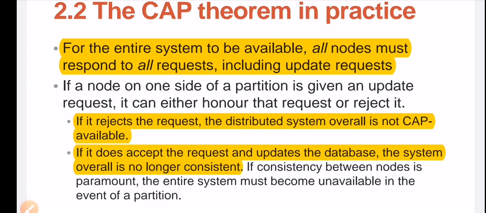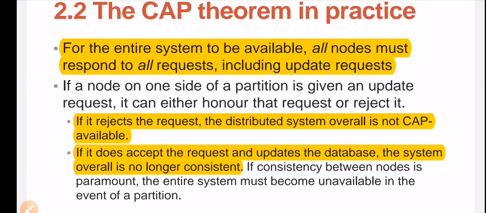So for the entire system to be available, all nodes must respond to all requests, including update requests. If the system rejects the request, the distributed system overall is not CAP available. If I send my request to a specific server or node, and it is rejected, it means that the system is not available. If one node is not available, then the whole system is not CAP available.